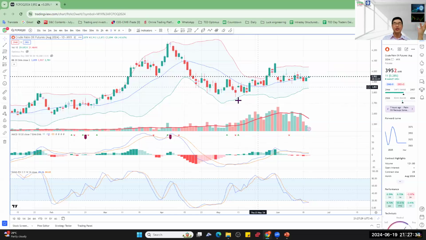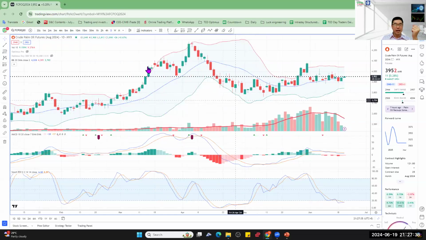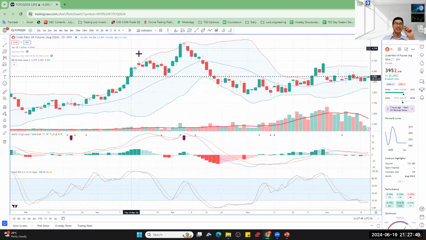So how do you get out? When the price drops back to the BB upper, that is the time for you to consider getting out half of it. Of course, I'm using a daily chart. If I use a minute chart, you can see even more clearly.